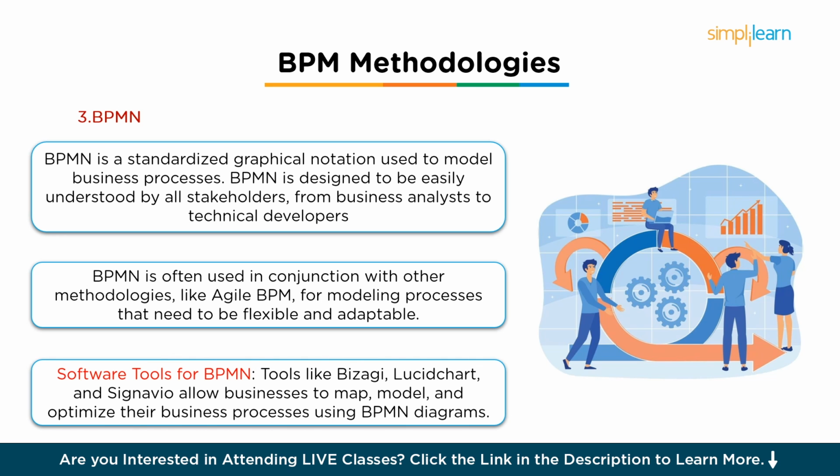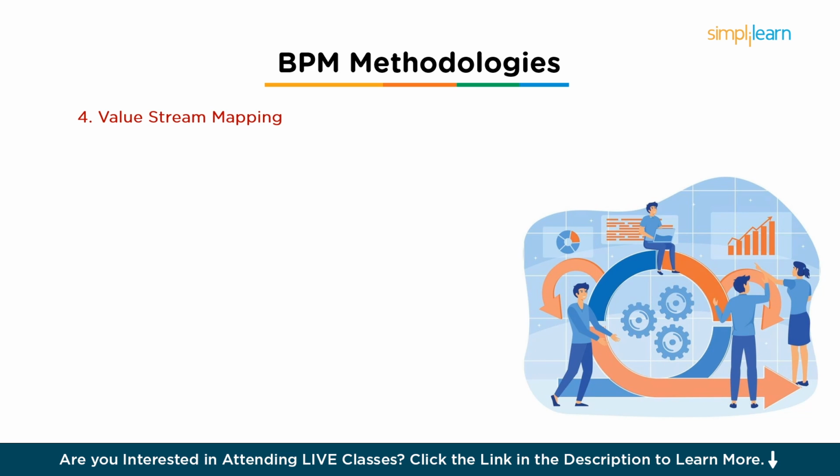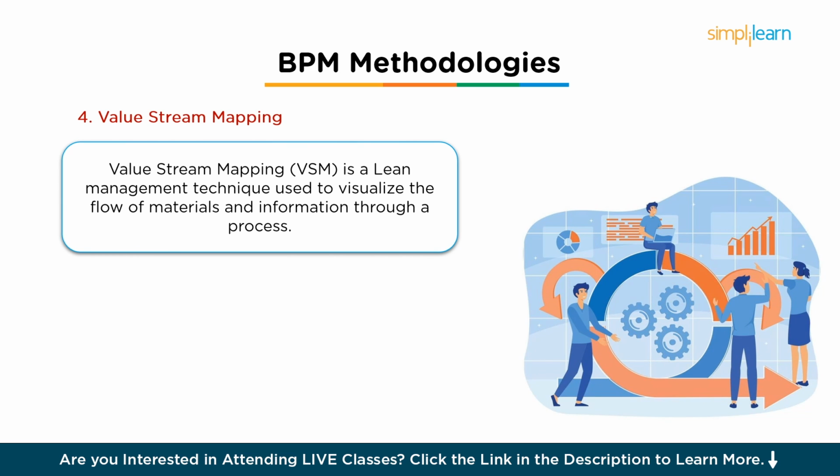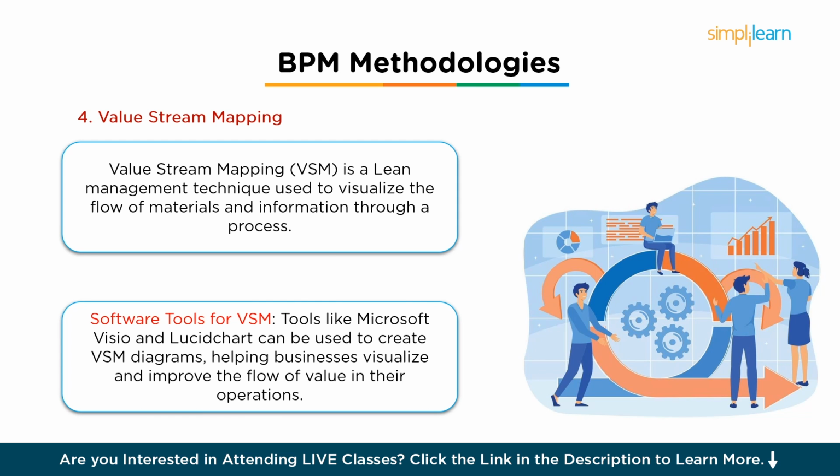Software tools for BPMN. Tools like Bizagi, Lucidchart, and Signavio allow businesses to map, model, and optimize their business processes using BPMN diagrams. Value Stream Mapping, VSM, is a lean management technique used to visualize the flow of materials and information through a process. It identifies value-adding and non-value-adding activities, enabling teams to eliminate inefficiencies. Software tools for VSM. Tools like Microsoft Visio and Lucidchart can be used to create VSM diagrams, helping businesses visualize and improve the flow of value in their operations.